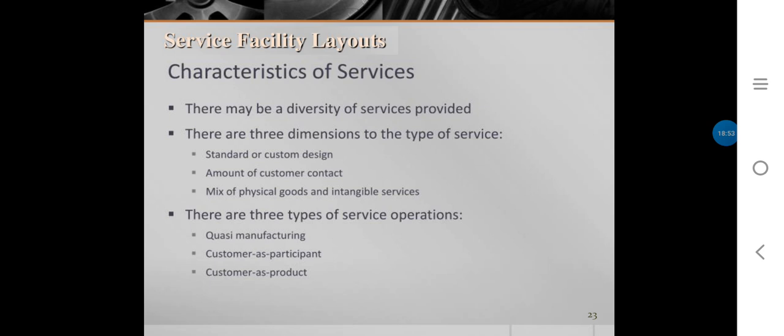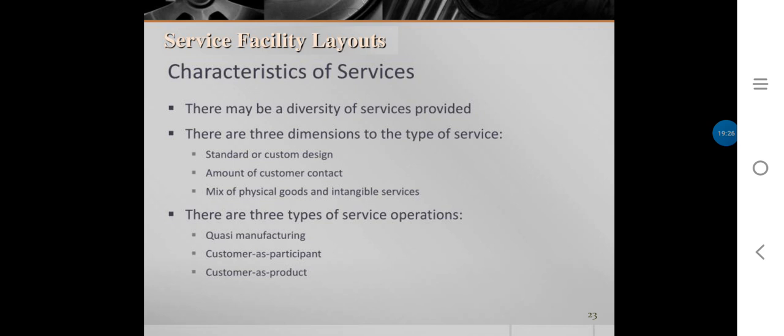Here we focus on discussing the service facility layout. Normally, service facility layouts are based on the characteristics of the services. We know services are intangible, perishable, and can't be stored, and the quality of the service is basically handled by the service providers. So these facility layouts are built based on the characteristics of the services.